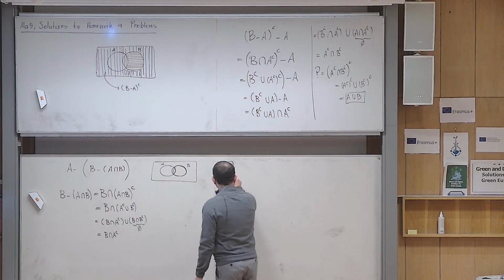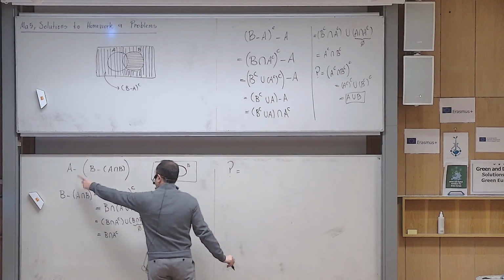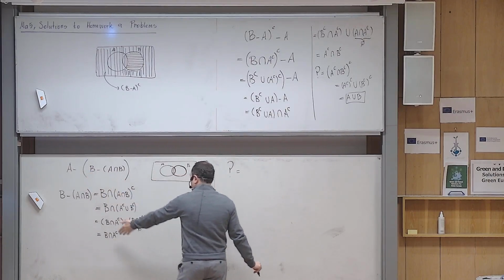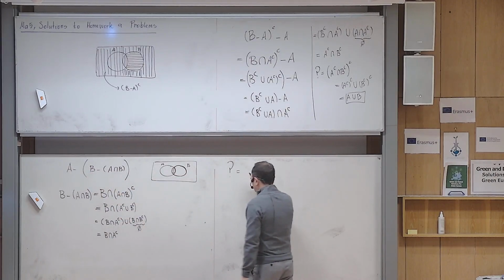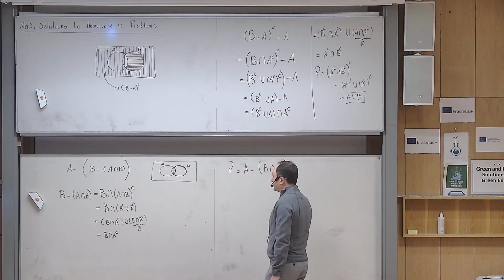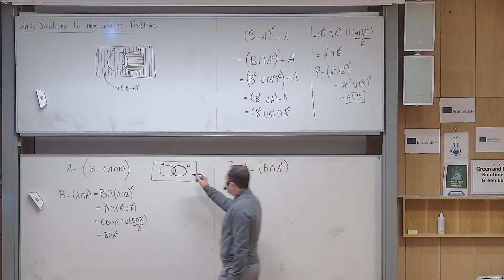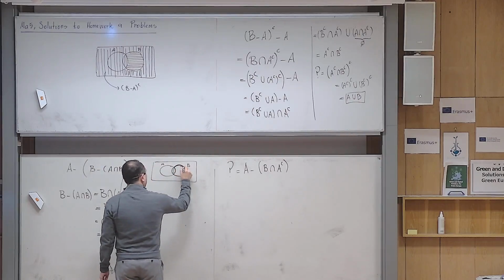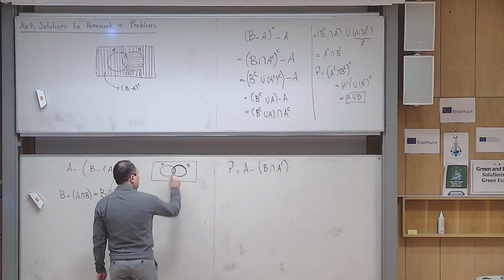Okay, but now the question mark is what? The question mark is equal to A minus what I calculated. So it becomes what? A minus B intersect with A complement. So what will be the answer? So far, this is the answer, yes? So far, this is the answer, this part.